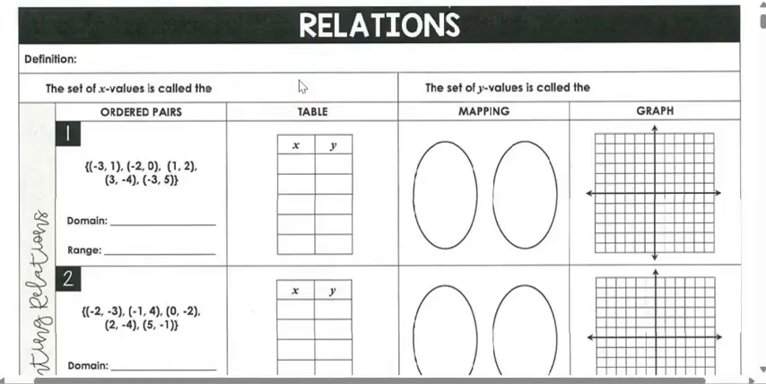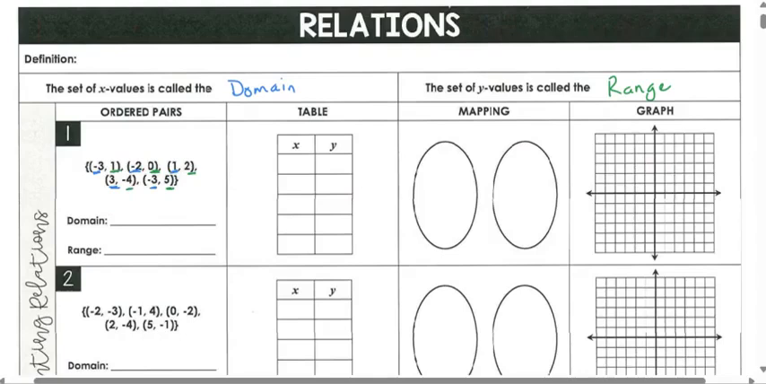We're going to look at relations, okay? And a relation is just a set of ordered pairs. There's usually some rule that tells us how we can get from the x value to the y value. But the things we're going to be concerned about today are domain and range. The set of x values, meaning every single x value that is possible in my relation, is called the domain. And the set of y values is called the range. That's all of the possible y values.